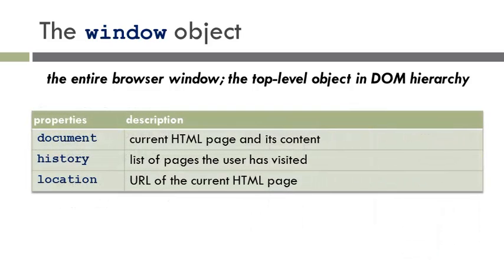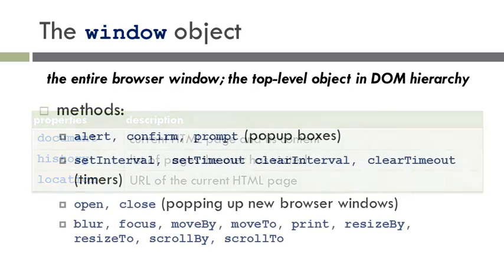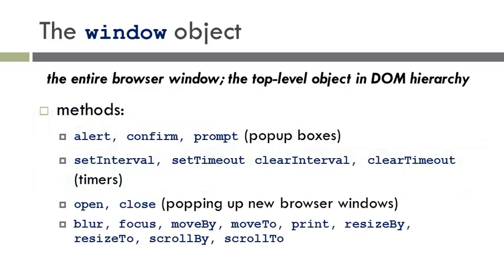Some of the global JavaScript objects are properties of the window object. They are document, history, and location. Some of the global functions that you have already been using are part of the window object. For pop-up boxes, they are alert, confirm, and prompt. For timers, they are setInterval, setTimeout, clearInterval, and clearTimeout. The open and close methods are used for opening new browser windows. It also contains general user interface functions such as blur, focus, moveBy, resizeBy, and scroll.